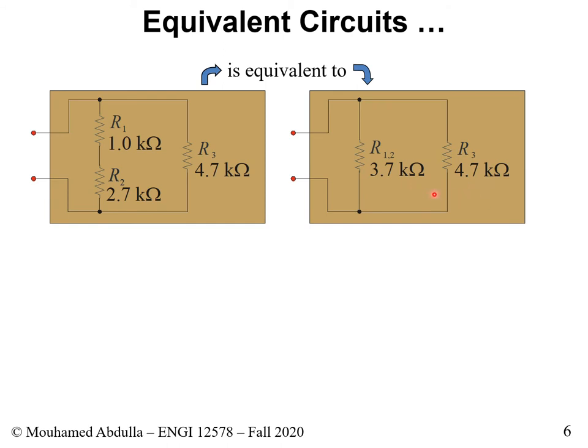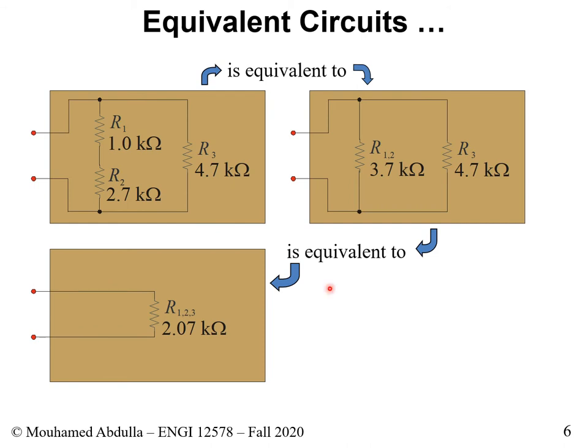The resistors are connected in parallel, and the resultant resistor that you get will be smaller than the smallest resistance. So the total resistance should be smaller than 3.7K. So let's just see. And this is exactly what we got, right? We got the total resistance of 2.07 kilo-ohm, which is smaller than the smallest one, and that's really what you kind of expected for a sanity check.